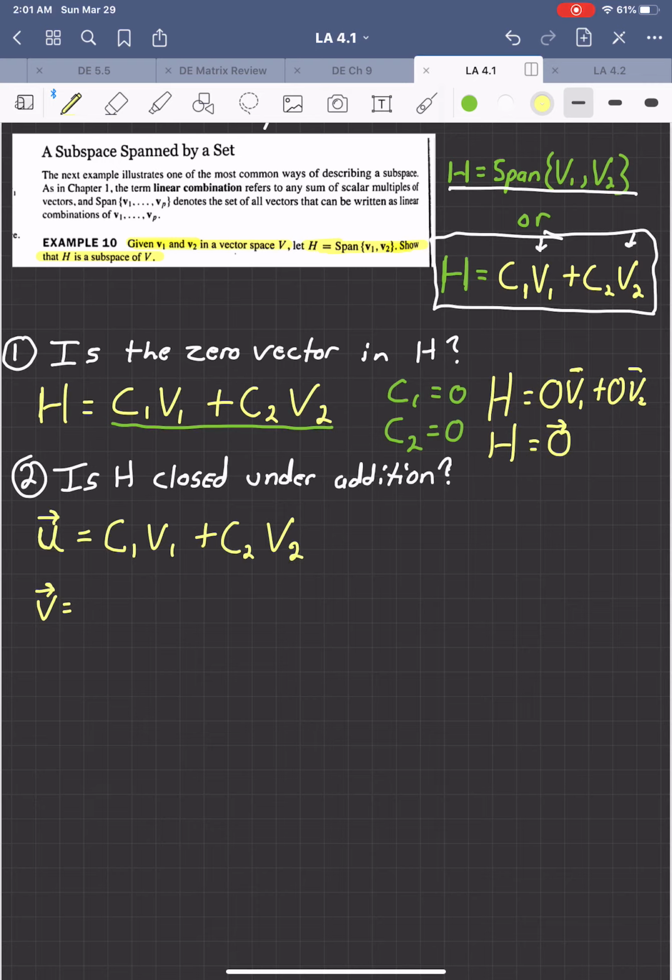Now I have to choose another vector. I can't change v sub 1 or v sub 2. The only thing that I can change is the scalars that I attach to them. So we'll say c sub 3, c sub 4. I hope that makes sense.